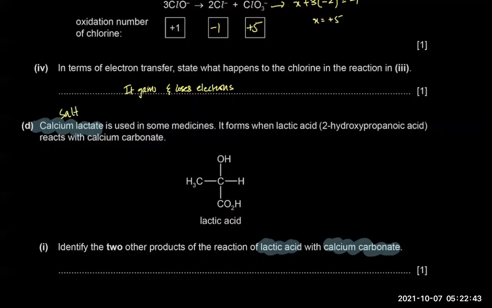What did you say, Shariya? Carbon dioxide and hydrogen. Hydrogen and water. Carbon dioxide and water, right? H2O. CO2 and H2O. It's neutralization, metal carbonate with acid. Okay. And you can write down the names also. If they ask for the name, then write the name. But if they say identify, you can write both. Carbon dioxide, water, CO2 and H2O.